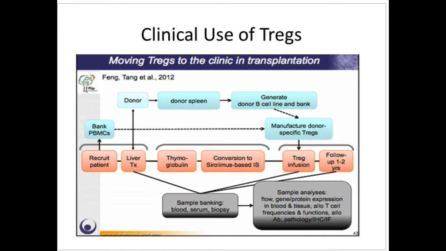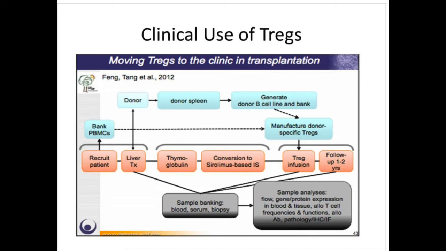In order to do this with humans, you have to bank PBMCs. You then use the donor spleen cells, and you incubate them with thymoglobulin and sirolimus, which is one of the immune suppressive drugs for graft rejection. And these actually show evidence of being able to suppress inflammation. So in this case, this is for diabetes.